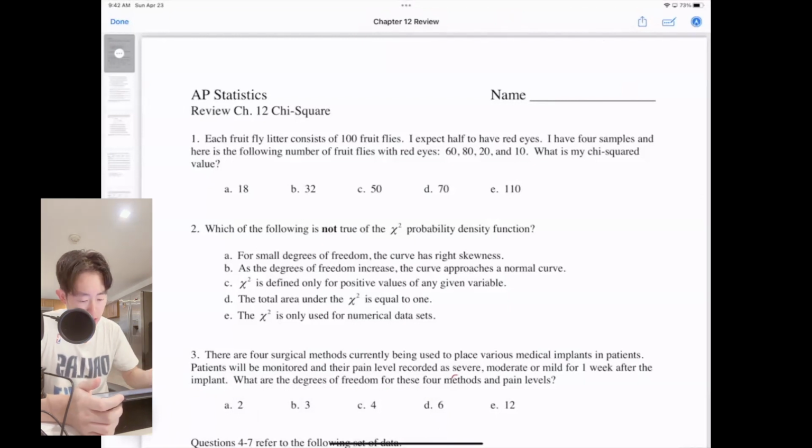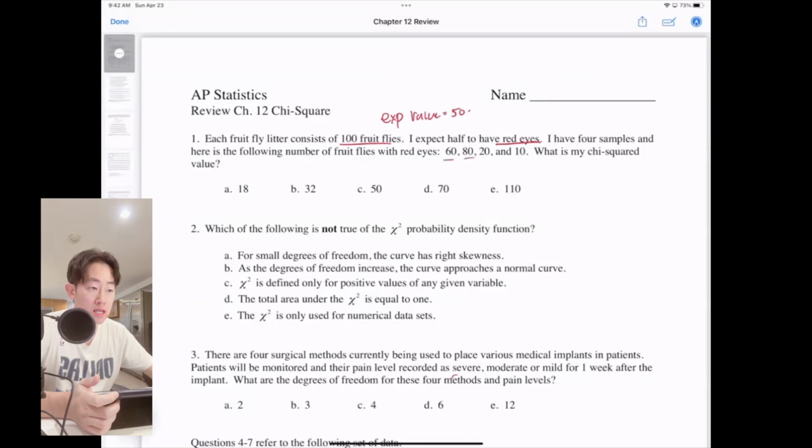So for number 1, each fruit fly litter consists of 100 fruit flies. Expect half to have red eyes. So what we are expecting, every expected value is 50. And then when we took the 4 samples, we get 60, 80, 20, and 10. What is the chi-squared value?